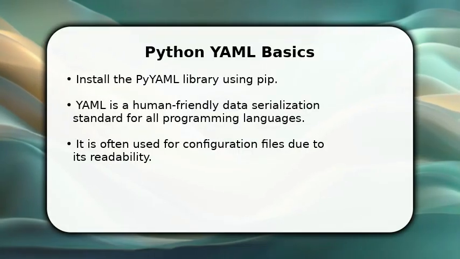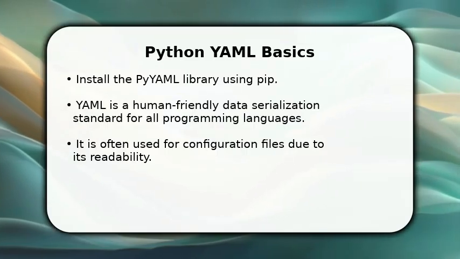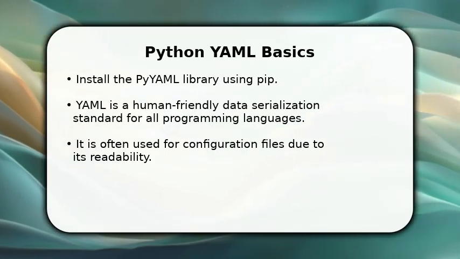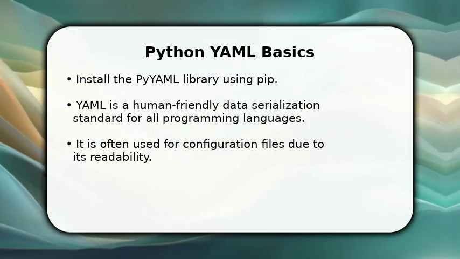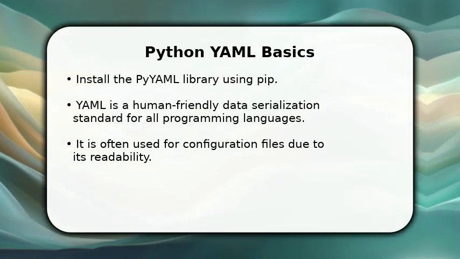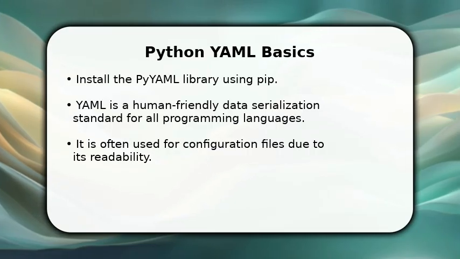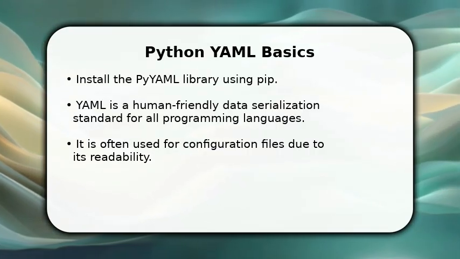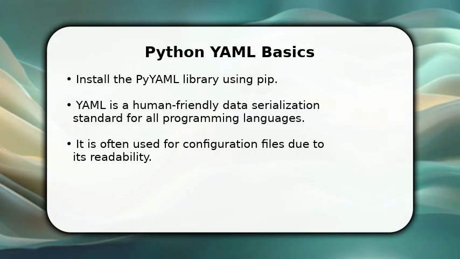In this video, I will explain how to use YAML files in Python. First, you will need to install the PyYAML library. Open your terminal or command prompt and type pip install PyYAML, then press enter. This library provides the necessary functions to work with YAML data.